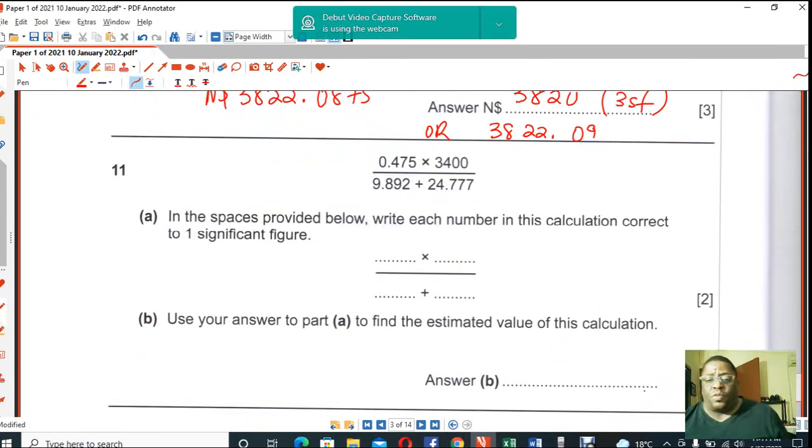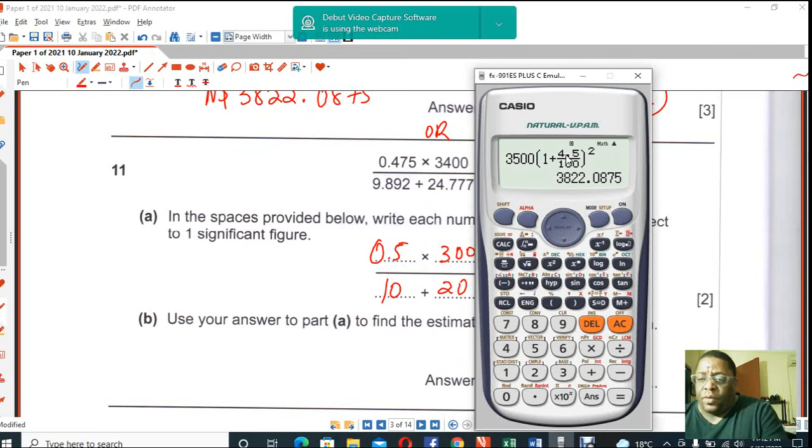Right, in the spaces provided, you have a number there. You're supposed to write each one correct to 1 significant figure. So the first non-zero digit, so that one becomes 0.5. That one becomes 3,000, because that 4 cannot make that a 4,000. This one here is 9.8, so that 9 is the first one, so it's going to be nothing but 10. And this one is 24 point something, so first non-zero digit is 2, that 4 cannot make that 30, so the answer is 20.